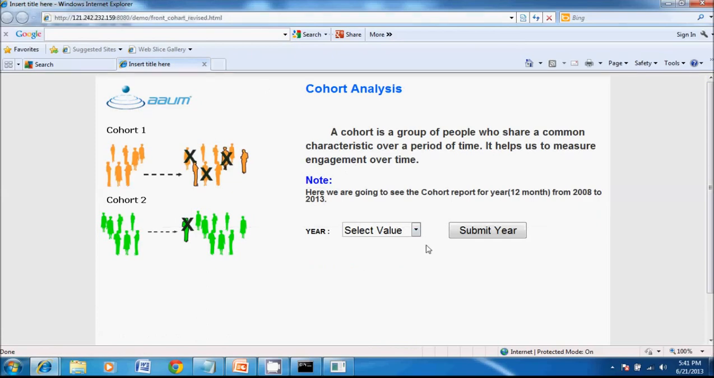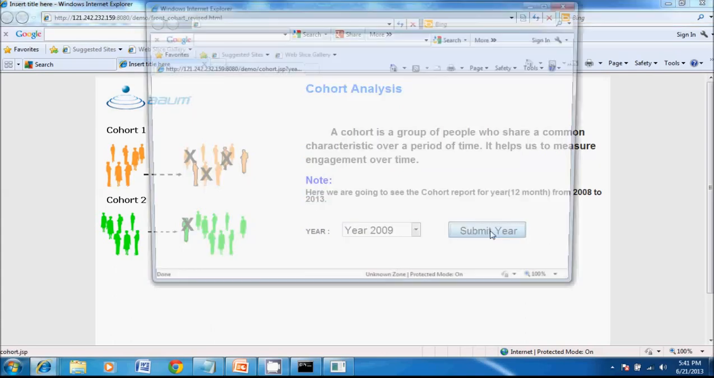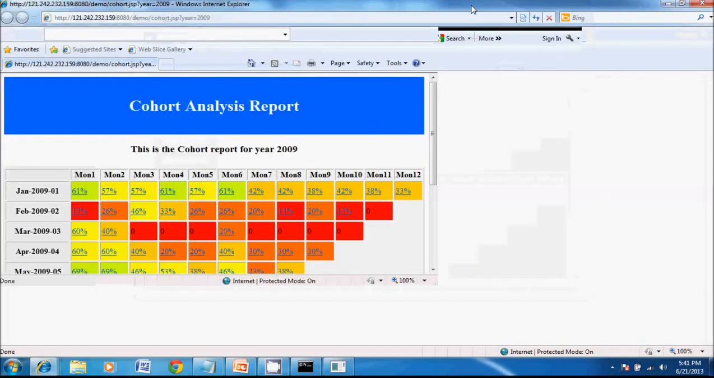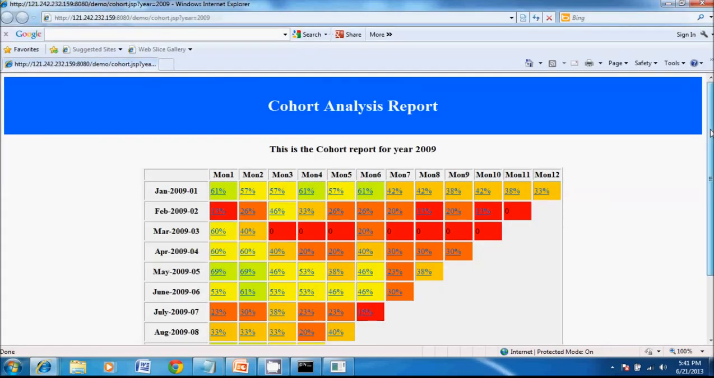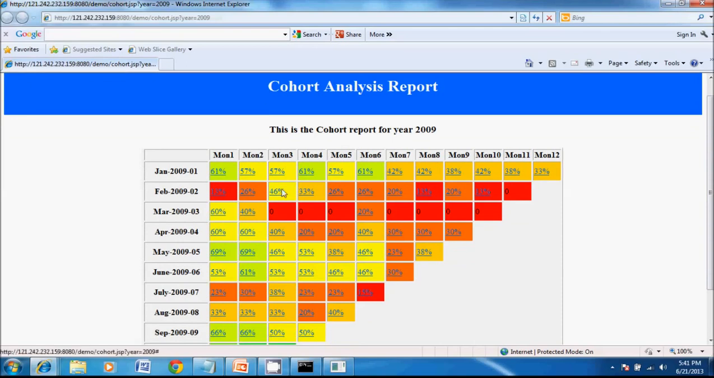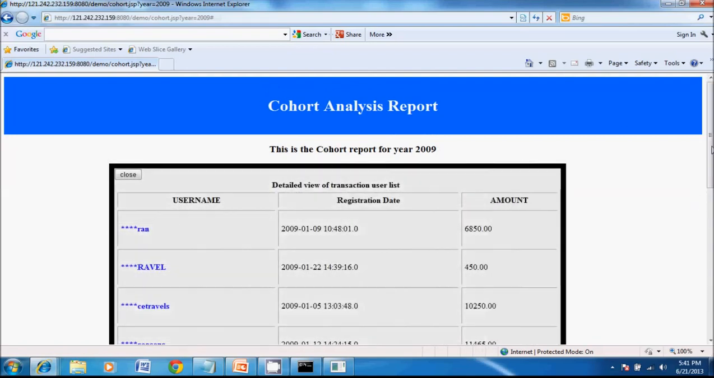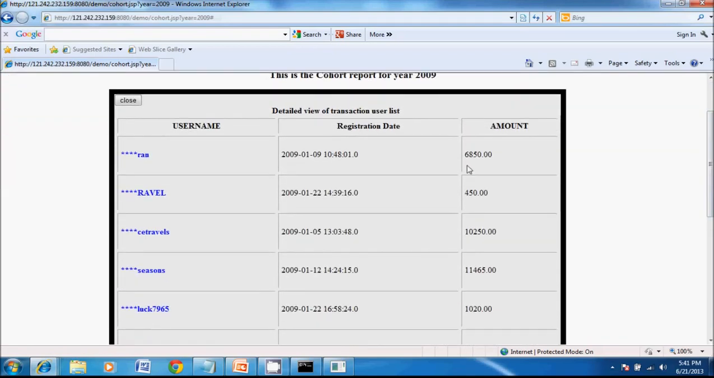So this gives an option for choosing the year and finding the month-wise engagement levels of the agents. You can also further drill down to get the engagement details of the agents. So here you can see when the agent has registered and what is the amount that they have contributed.